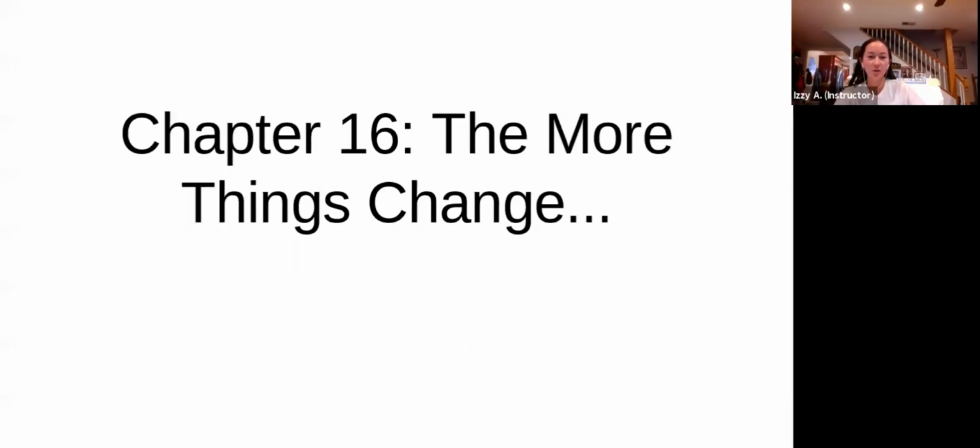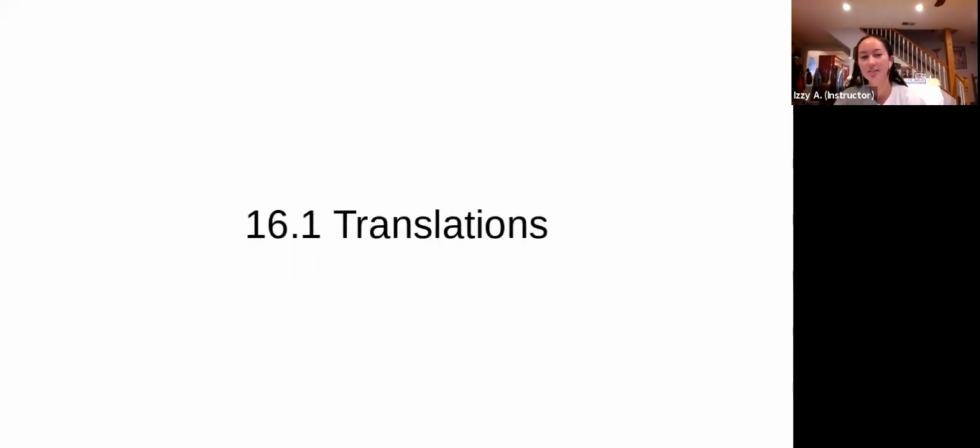Okay, so today we are going to be exploring chapter 16, which is The More Things Change. So this is basically about different translations that includes rotations, reflections, and other types of translations. So yeah, I like this chapter because I think it's the simpler side, but it's also a fun chapter.